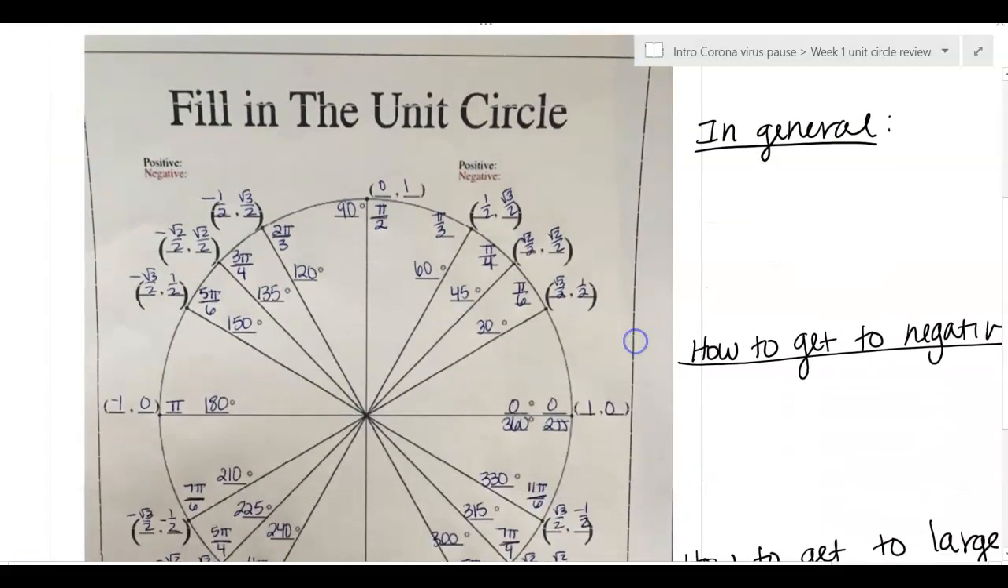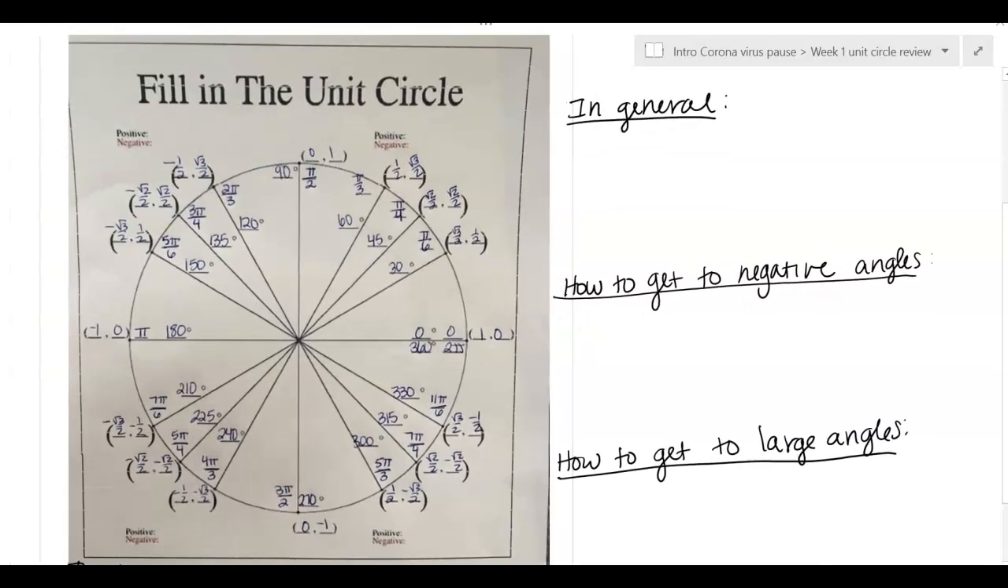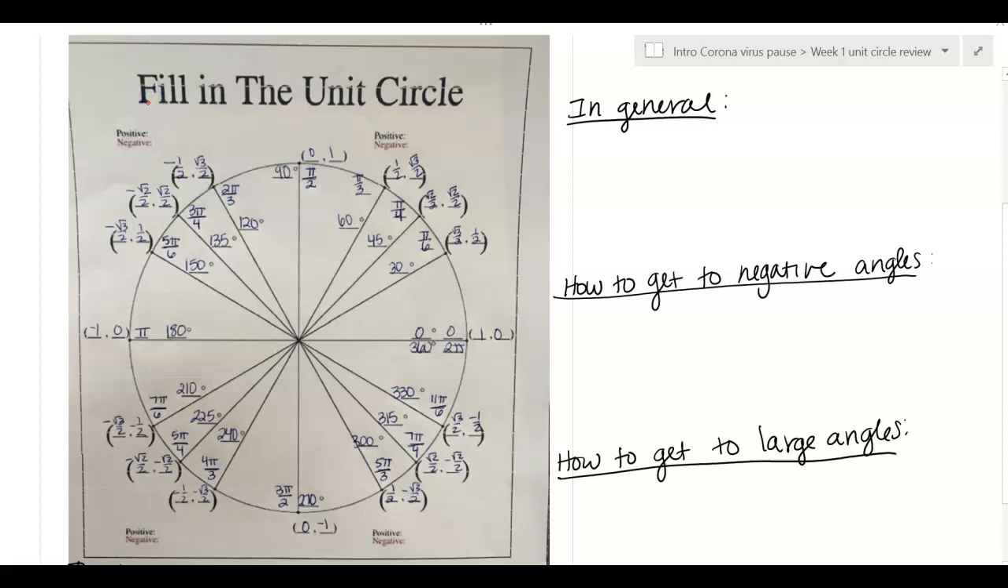All right, a little bit of unit circle review for you guys. So first, just some general things about the unit circle. This is our 0 or our starting point here, and in general, we move around the circle this way if we're given a positive angle, but this way if it's negative.